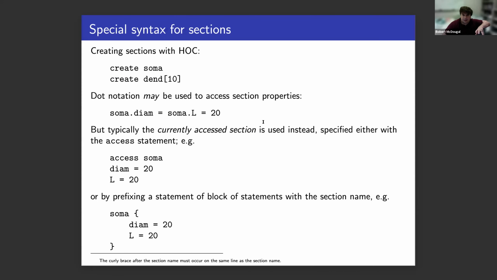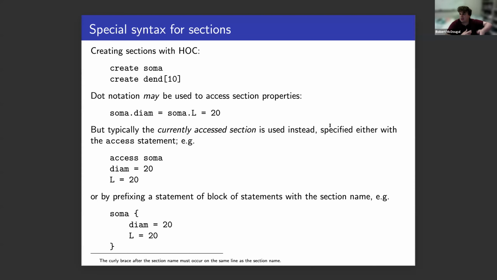Sections, however, have special syntax because HOC treats sections at the syntactic level, right? So I don't create an object that's a section. There's actually a special keyword called create that creates a section. So I can create a section called soma. I can create an array of dendrites going from 0 to 9, right? So that's 10 dendrites in total.